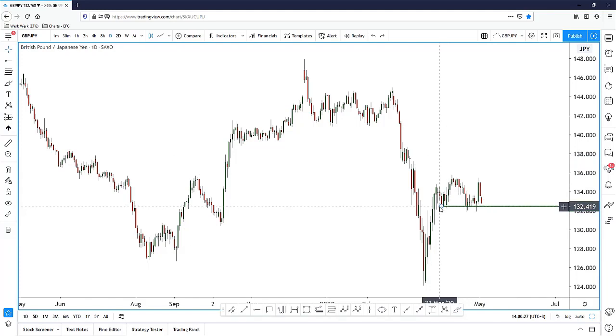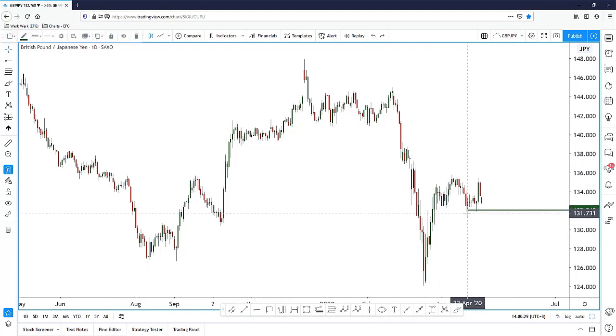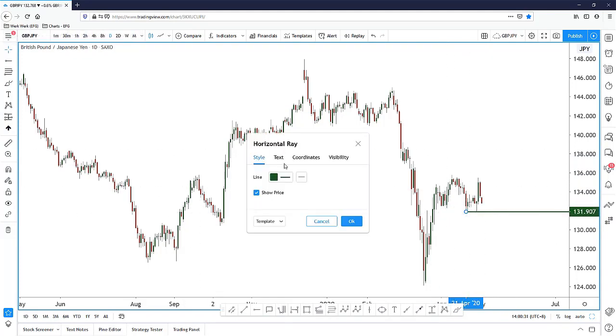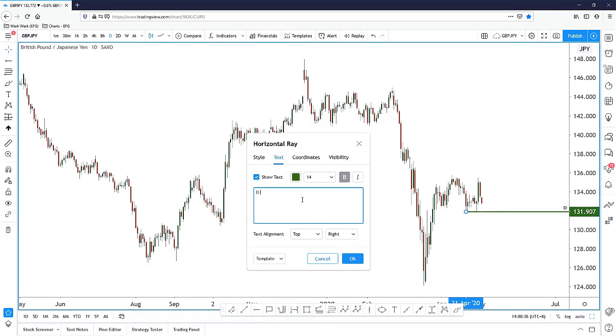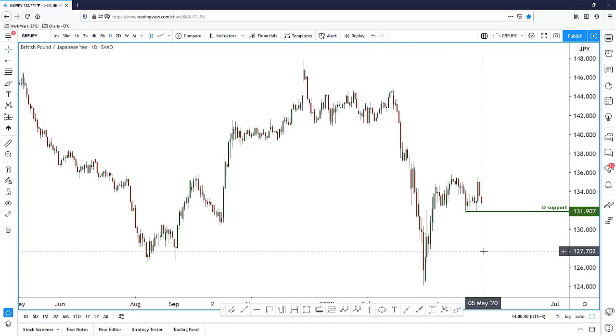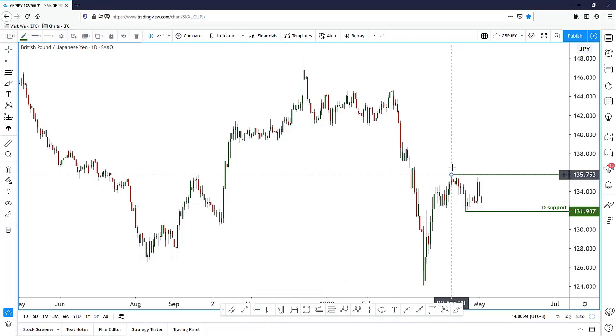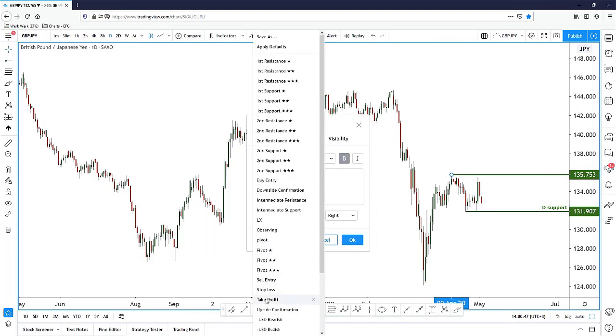So just to give the market a bit of room to breathe, I will back it up to take the neckline at this level, and I'll call this the daily support. All right, let's call this the daily support. Okay, and we want to look for the daily resistance. Of course, it's a no-brainer. We take right at the top of the head, and we call this the daily resistance.